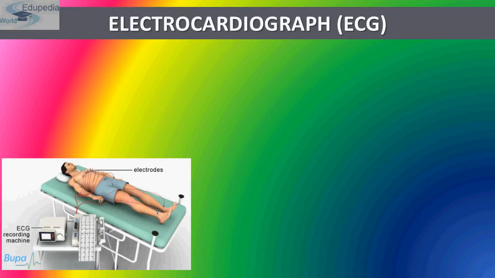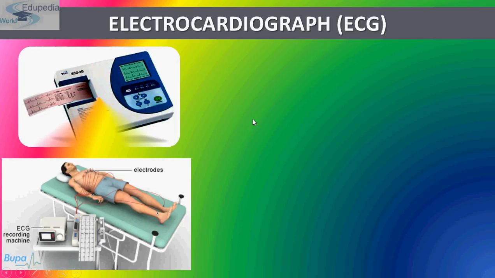The instrument which is used to record the action potential generated by the heart muscles is called an electrocardiograph or ECG machine. This is your ECG machine, and the technique was discovered by Einthoven in 1903, and that's the reason he is also called the father of electrocardiography.